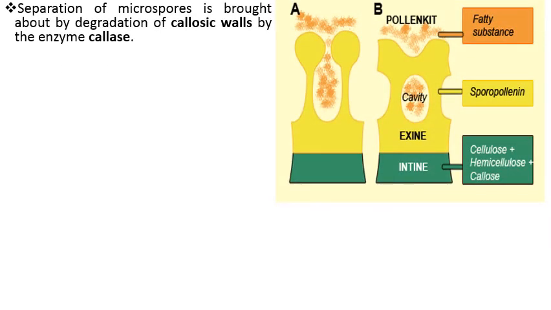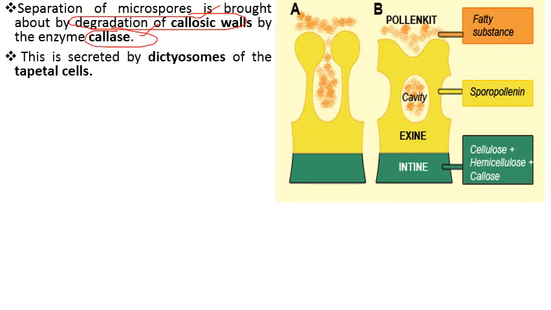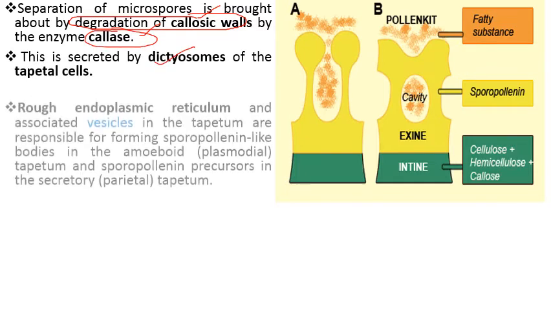Next, why do we need this exine? As we know that pollen grain contains very sensitive material, और इसकी protection बहुत ज़रूरी है. So that's why it contains this exine which contains sporopollenin, that is the hardest material which protects the pollen grain. As we know that separation of microspore is brought about by degradation of callose wall, और जो callose wall है उसकी degradation करता है enzyme that is known as callase. ये भी tapetum ही secrete करता है. This is secreted by dictyosome of the tapetal cell.